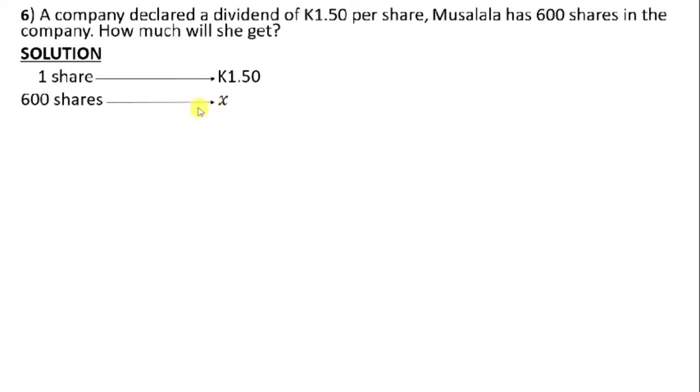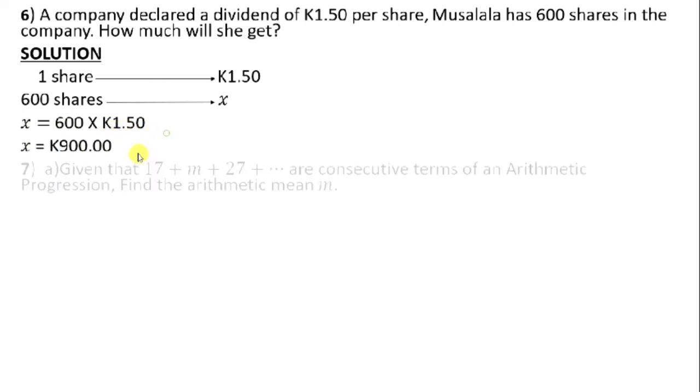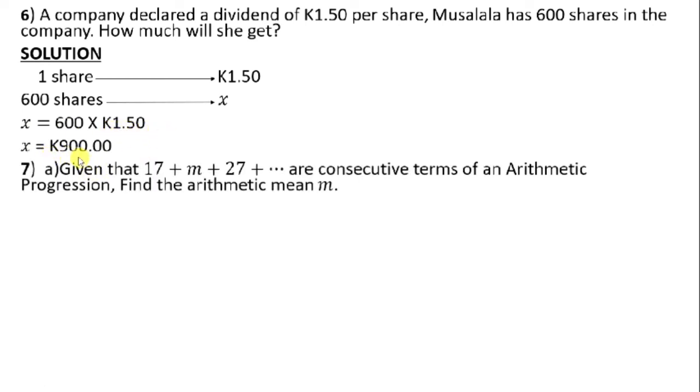So what we are supposed to do is to cross multiply, because this is a direct proportion. When the shares increase, the dividends increase. When the shares reduce, the profits also reduce. So we are saying x is equal to 600 times 1 kwacha 15 ngwe. x is equal to 900 kwacha. So meaning Musalala will get 900 kwacha.